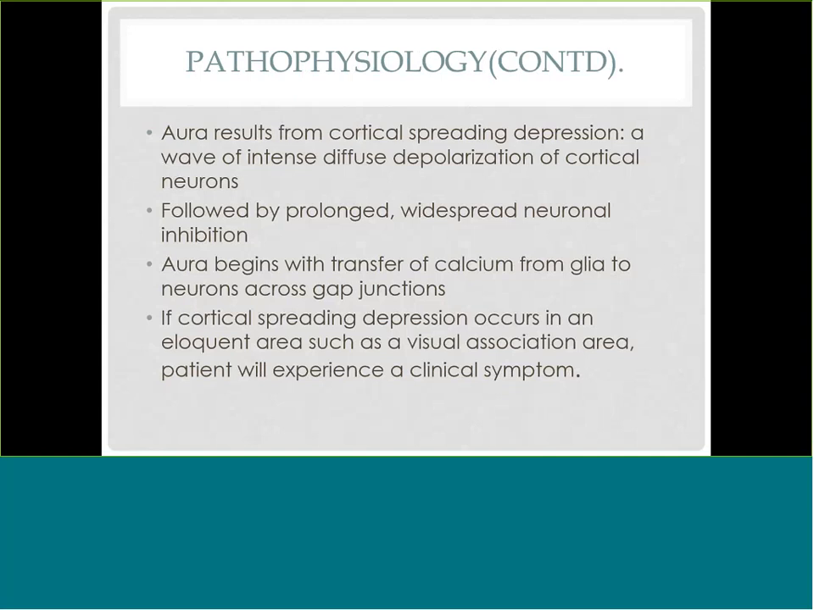If the aura occurs in an eloquent area, such as a visual association area, you'll get visual symptoms like scotoma and flashes of light or even a field cut. If the aura occurs in a non-eloquent area, then patients may not experience an aura. The aura also is associated physiologically with non-synaptic transfer of information. There's a transfer of calcium from glia to neurons across gap junctions.